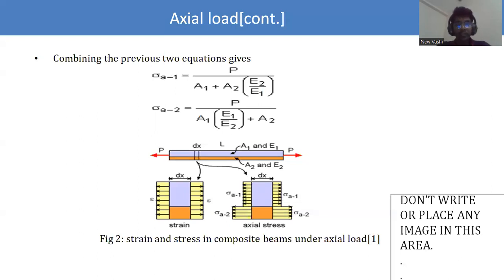Combining the previous two equations, we get sigma 1 is equal to P by A1 plus A2 E2 by E1, and sigma 2 is equal to P by A1 E1 by E2 plus A2. So this is a diagram related to the stress and strain of composite beams under axial loads.